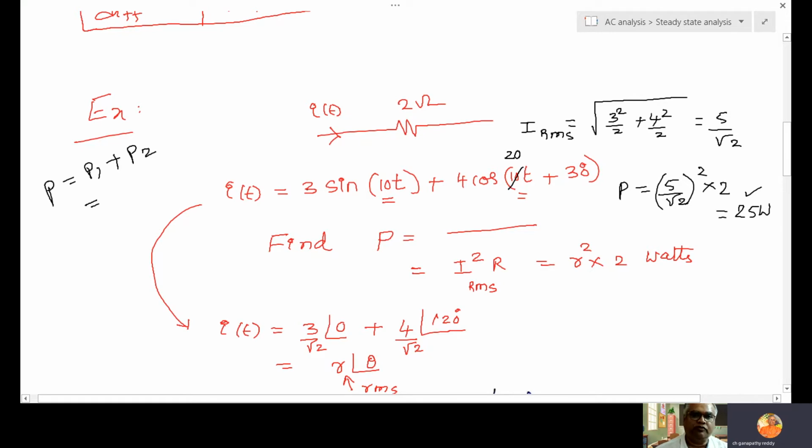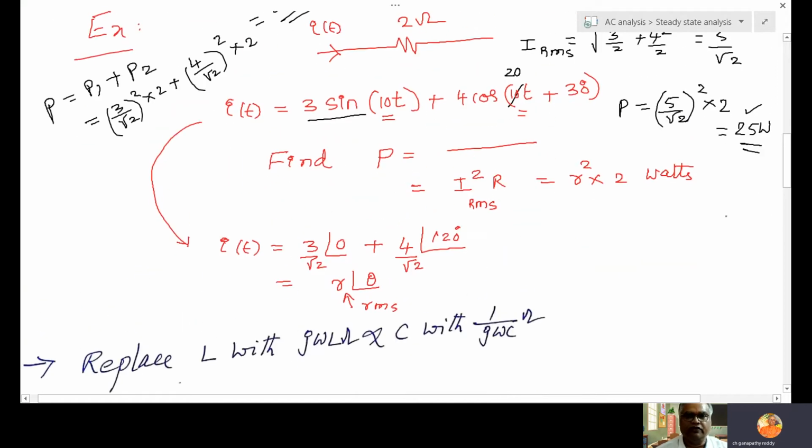What is P1? Power because of this only. That means (3 by root 2) square into 2, plus power because of the second function, that is (4 by root 2) square into 2. So what is this answer? 2 cancels here, 9 plus 16. So you will get 25 watts. Using superposition, you got 25. Directly also you got 25.